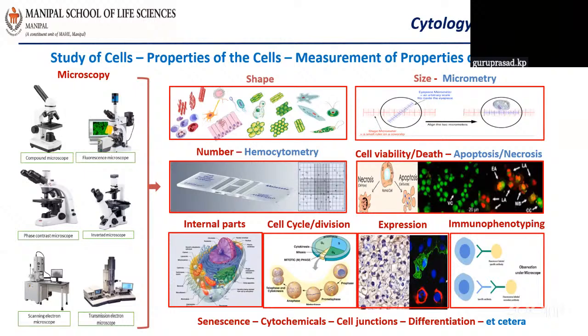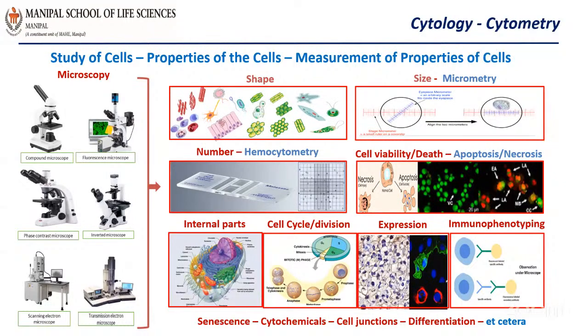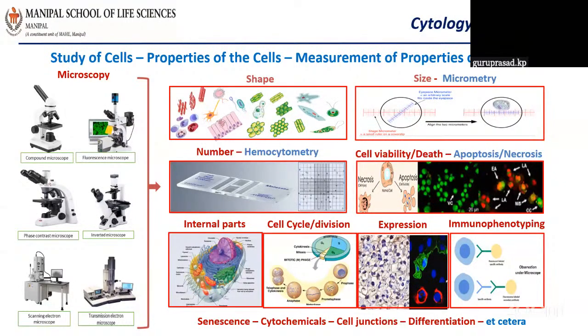At the same time, we look at the size of a cell. Even if the shape is the same, the size of the cell varies. We measure the cells using a technique called micrometry, and again we use the microscope. We also look at cell viability and cell death, by dye exclusion techniques or fluorescent techniques, so we can identify whether a cell is alive or dead.